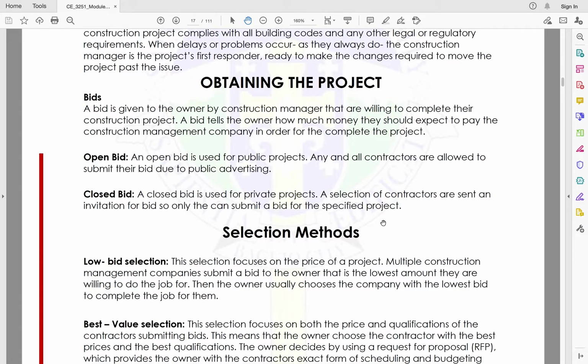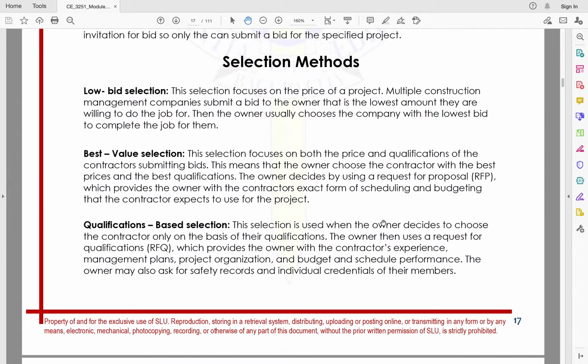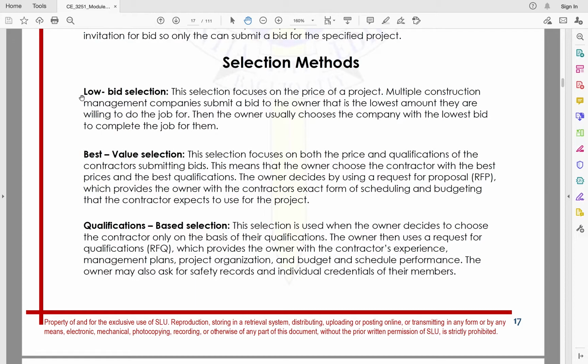Okay? Now, how are we going to select kung sino or kanino mapupunta yung contract? So, meron tayong tinatawag na low bid selection, best value selection, and qualifications-based selection. Ito yung naputol kanina. So, sa low bid selection, this selection focuses on the price of project. Multiple construction management companies submit a bid to the owner that is the lowest amount they are willing to do for the job. Then the owner usually chooses the company with lowest bid to complete the job for them.